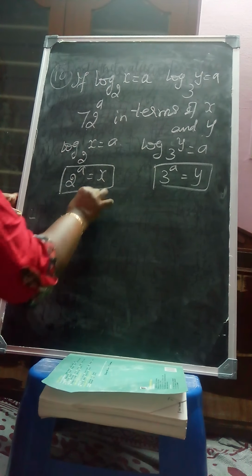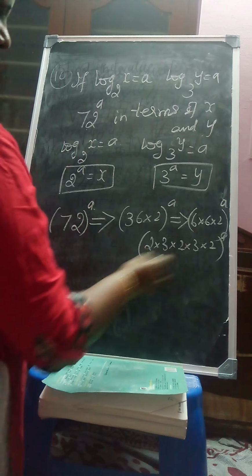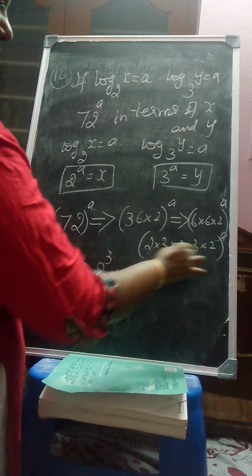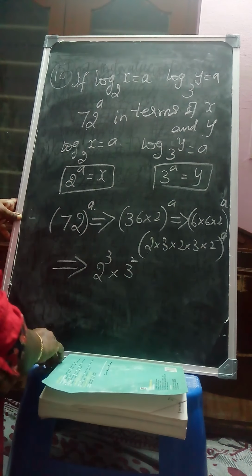Now 72 can be written as 36 into 2. Now 36 can be written as what? 6 into 6 into 2. Again, 6 can be written as 2 into 3, so 2 into 3, 2 into 3, into 2. Okay. Now, we'll try to bring everything together. How many 2's do you have? 1, 2, 3 2's. So, this will be written as 2 cube, 3 square.